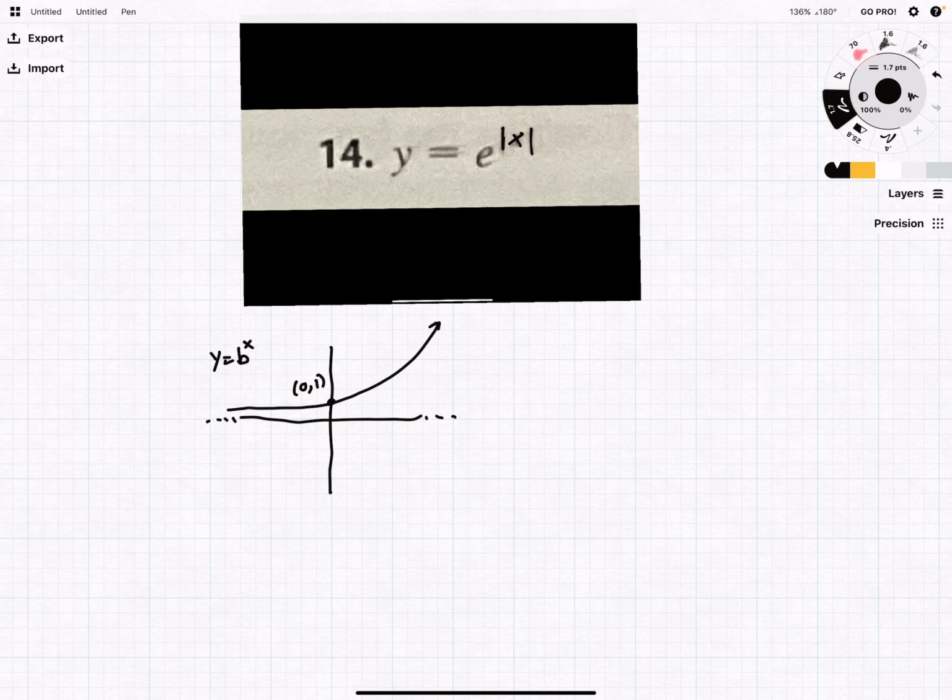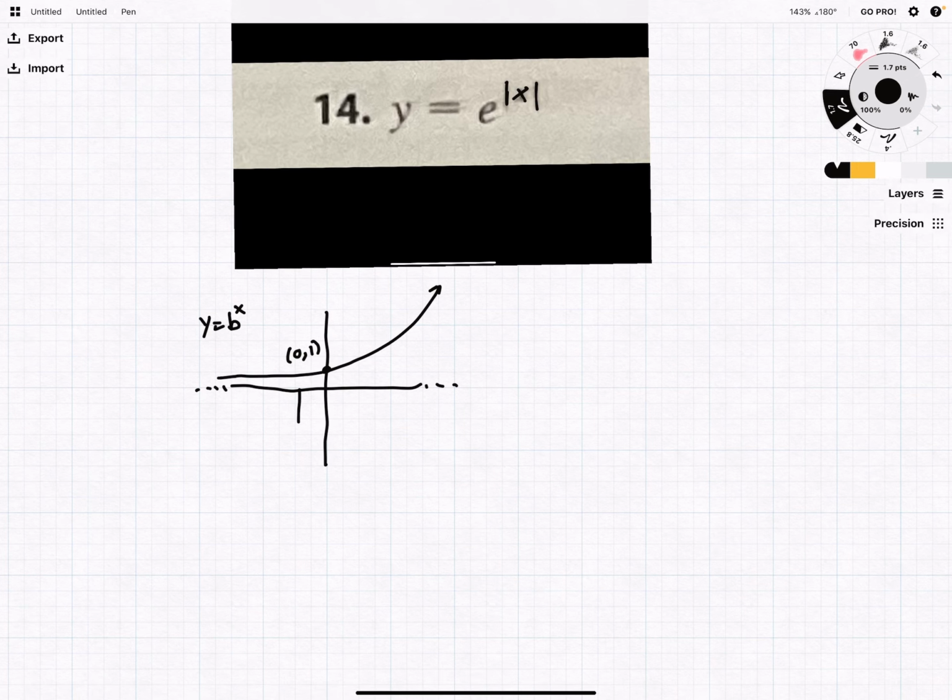So if we have e to the x, the same does apply. We have this asymptote here at y equals 0. We'll have a point of intersection at 0, 1. And if we started at 0, the graph would go up very quickly like this.